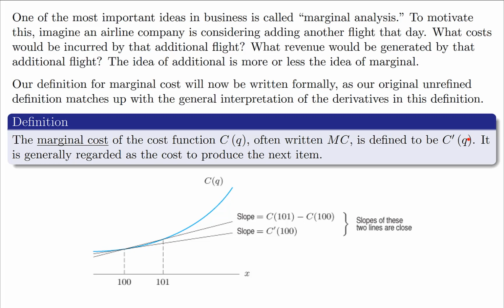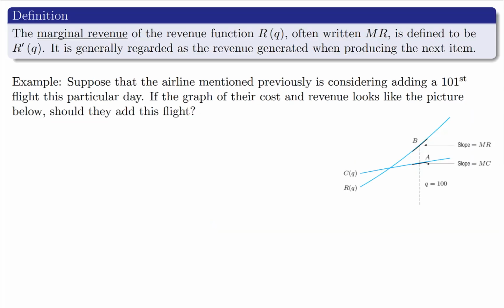And just to point out that these are fairly similar, if we were to consider the tangent line right here, the tangent line and the actual cost between 100 and 101 have a very small gap between them. That small gap is enough that we can use the derivative to help us make our estimations. Similarly, we will define the marginal revenue to be the derivative of the revenue function. Same thing as last time, it is generally looked at as the revenue when producing the next item.